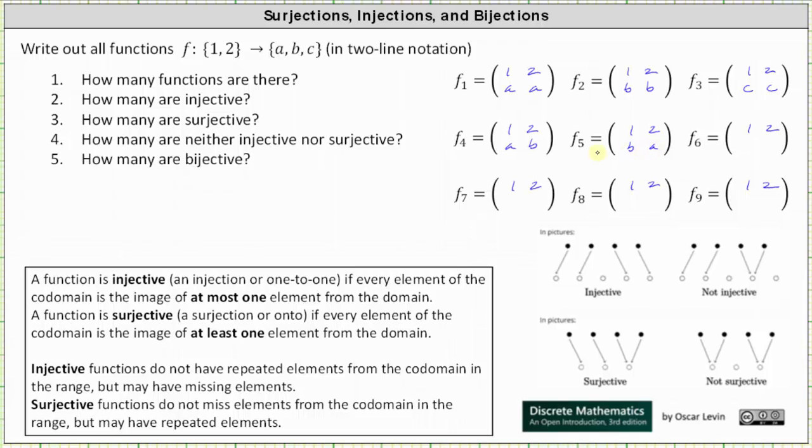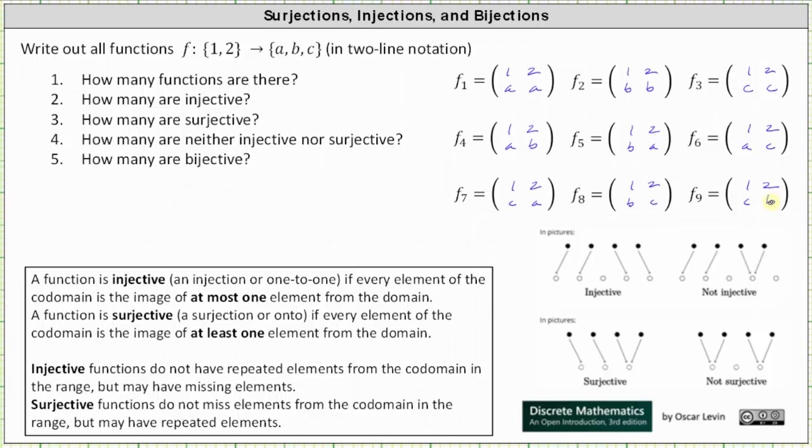And now let's use the outputs of a and c. Let's let 1 map to a and 2 map to c, and then 1 map to c and 2 map to a. And then we're left with using the 2 elements of b and c for the outputs. Let's let 1 map to b and 2 map to c, and then 1 map to c and 2 map to b. Now we have all 9 possible functions.